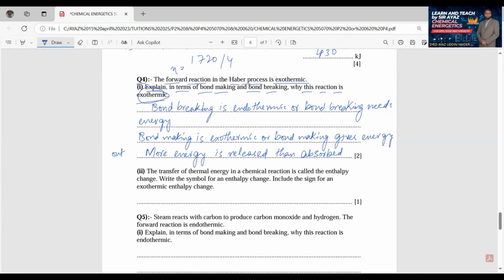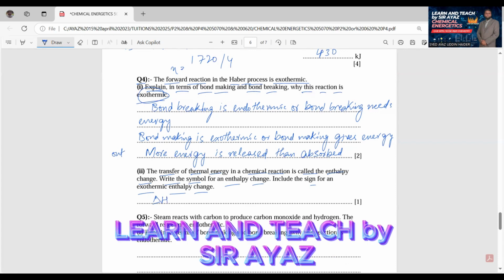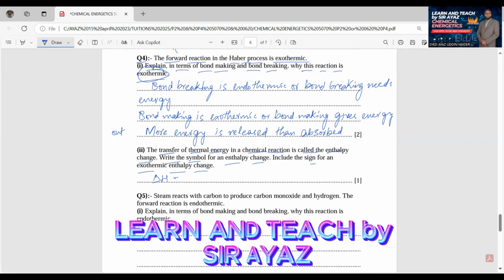Part 2. The transfer of thermal energy in a chemical reaction is called the enthalpy change. Write the symbol for enthalpy change. Include the sign for an exothermic enthalpy change. Enthalpy change is represented by delta H, and for exothermic reaction, it's always minus. So I will write minus.